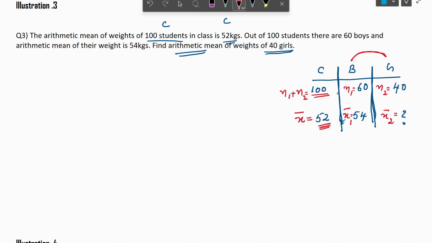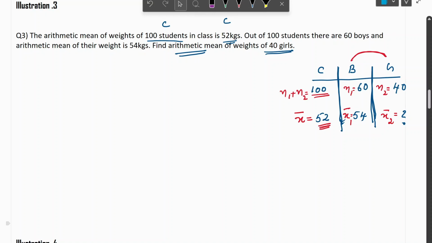Therefore, this is the information given. N1 is given, N2 is given. Automatically, N1 plus N2 you can calculate, or it is already given in the question. And x1 bar means the mean weight of 60 boys is given. The combined weight of 100 boys and girls, that is 52, is given. Now they're asking you to find the mean weight of 40 girls. We can use the same formula, that is your first formula which we used for two groups for the combined mean, and we will continue to solve the question. See how you are going to do it.